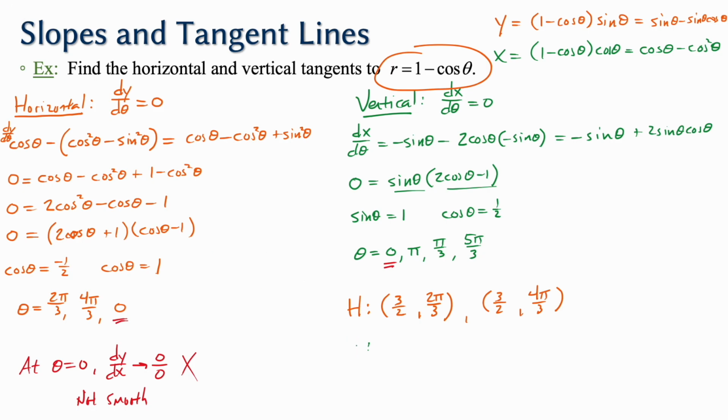The next piece is to identify the points where we have our vertical tangents. That's going to happen at pi, and plugging that into our original equation gives us a value of 2. It also happens at pi over 3, and plugging that in gives us a value of 1/2. And lastly, at 5 pi over 3, if we plug that into the original polar equation, it gives us a value of 1/2. So these are the places where horizontal tangents exist on the curve, and these are the points where we have vertical tangencies on the curve.